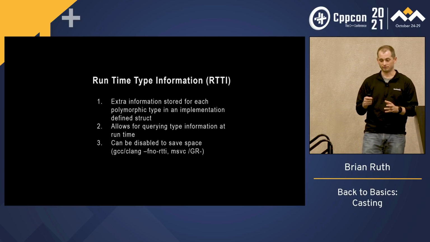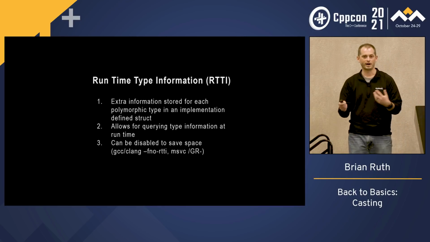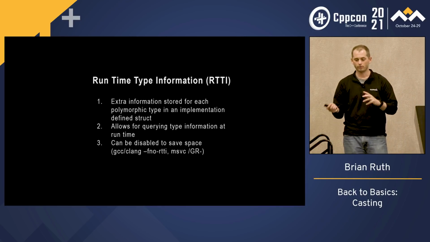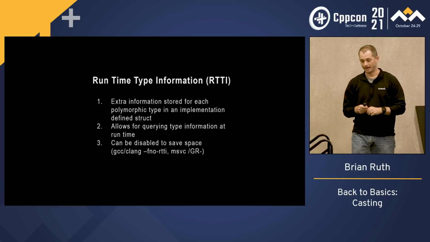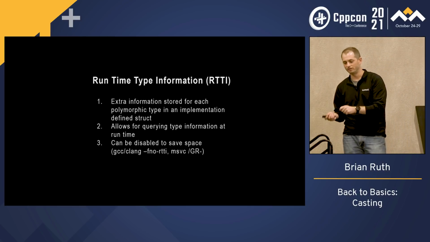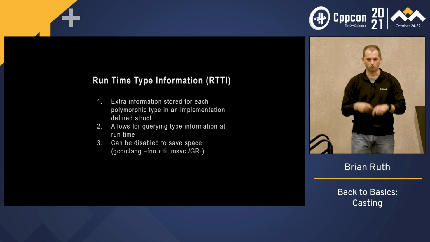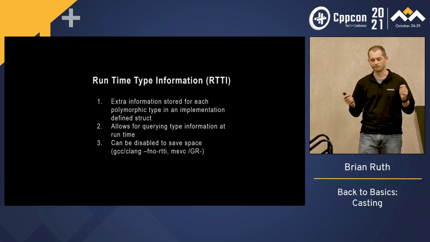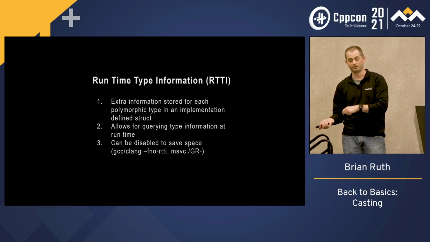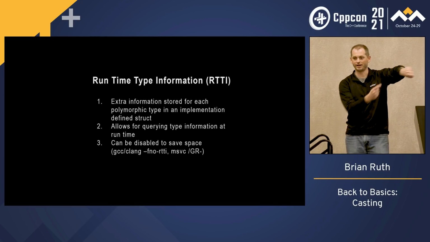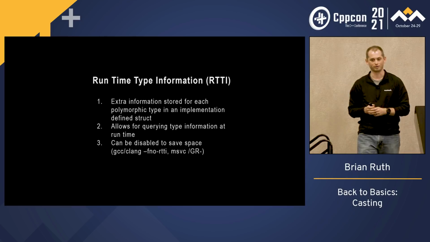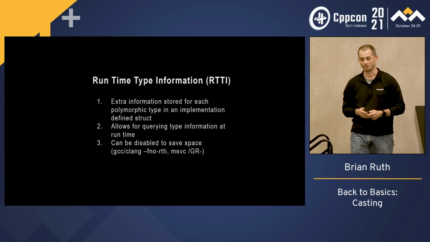This is some extra information that the compiler can add to your code for each polymorphic type in the system. This is going to allow the compiler to query what's going on at runtime, whether your types are in the same hierarchy and things like that. And a key thing to note is that this can be disabled. And a lot of low memory systems, embedded systems, things like that, do actually disable this. But we actually do have it enabled, and we're writing code for watches. So it can be put in embedded systems if you need to.